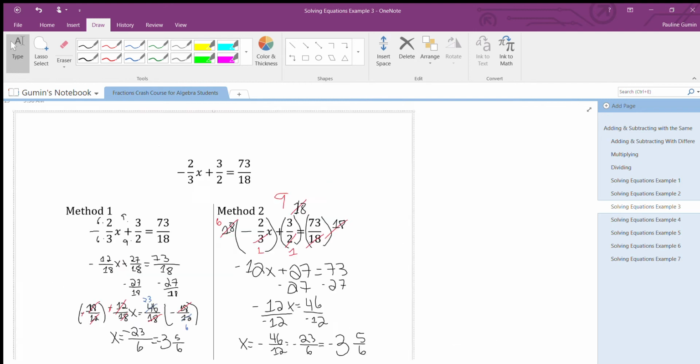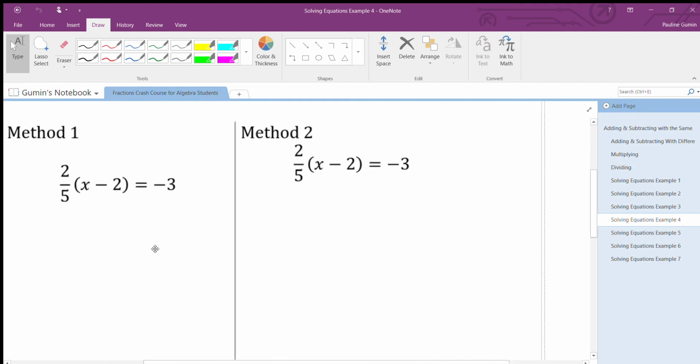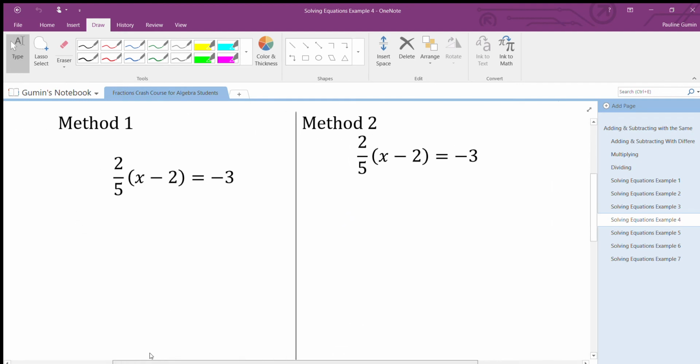On to the fourth example. Okay, this one's a little different. There's several ways we can do this. Let's do it a more traditional way and then get rid of the fractions way. As if that's not how we've been doing it. All right, let's get it going.